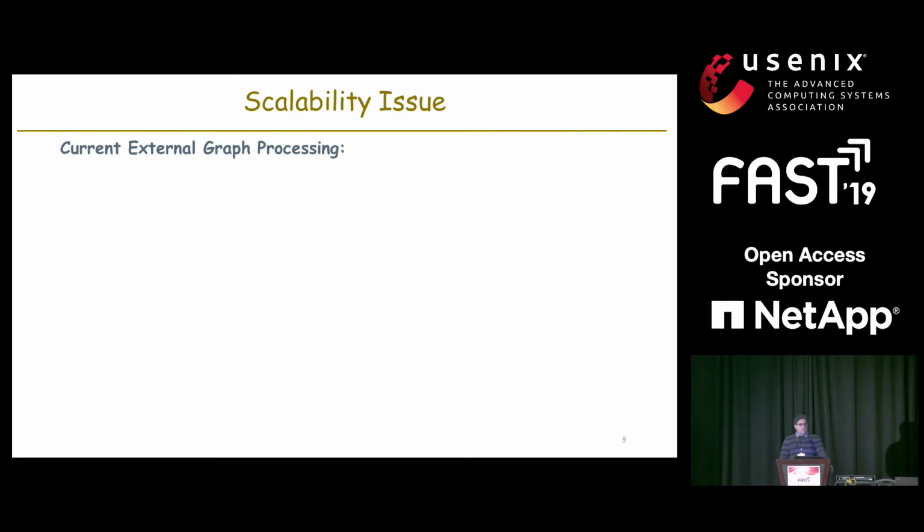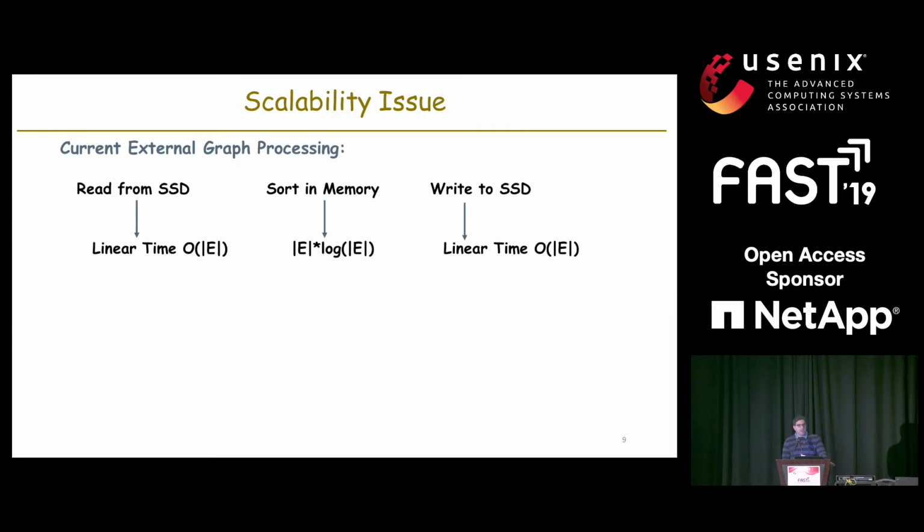We also want to investigate the scalability of GraphBoost by giving a simplified analysis of its execution time. We can break down the execution into three phases: reading from SSD, running the graph algorithm, and then sorting in memory and writing back to SSD. Reading from and writing to SSD takes linear time with respect to the number of edges in the graph, and sorting in memory usually takes E log E time.